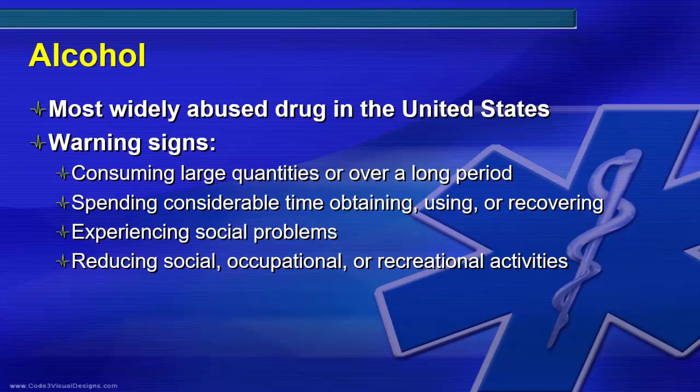So, alcohol abuse, or alcohol. The form of alcohol consumed by humans in alcoholic beverages is ethyl alcohol, or ethanol. It's not conventionally recognized as a poison, even though it has properties of a poison when ingested in sufficient quantities.